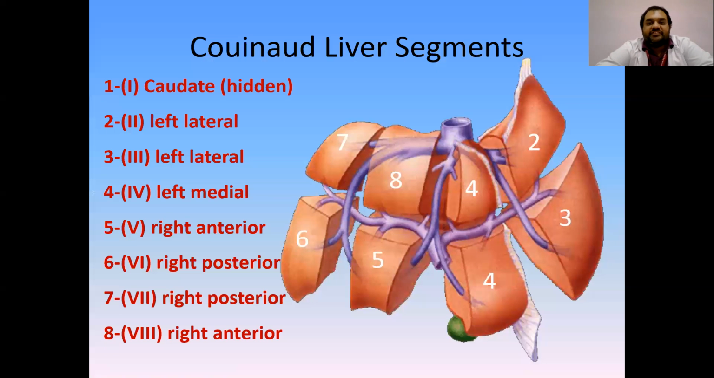Coronary liver segments. There are a total of 8 segments, which are divided into first caudate, which is hidden, second left lateral, third left lateral, fourth left medial, fifth right anterior, sixth right posterior, seventh right posterior, and eighth right anterior.